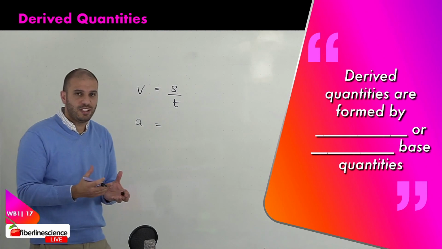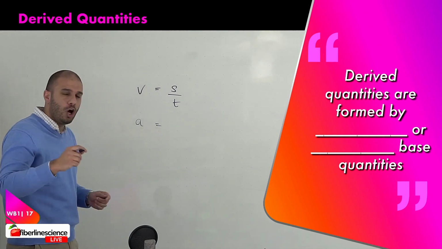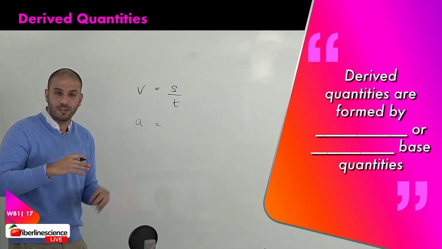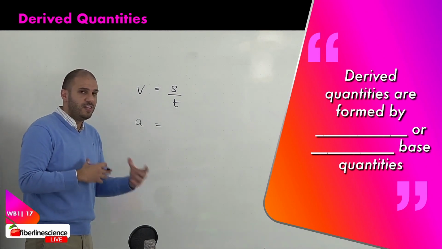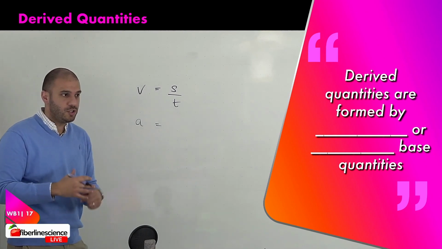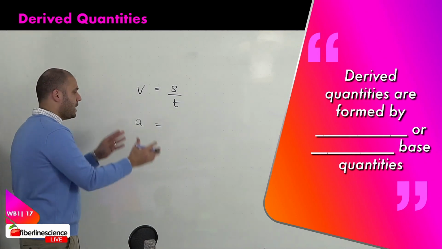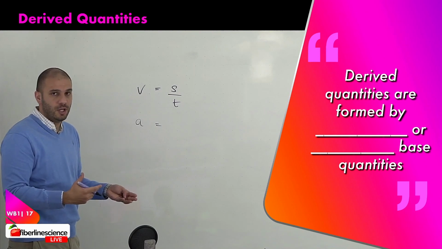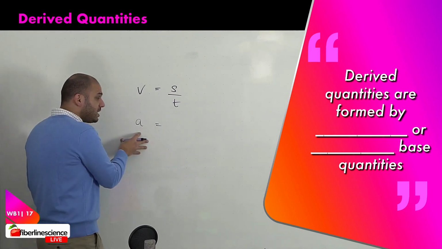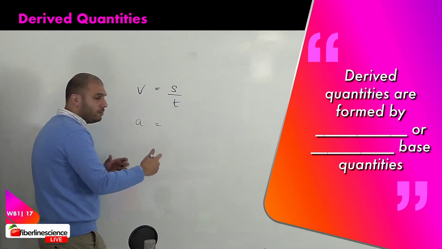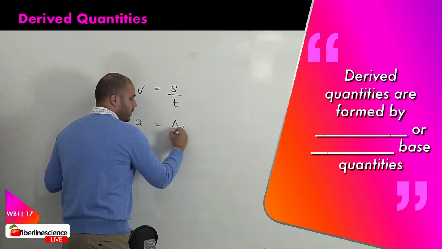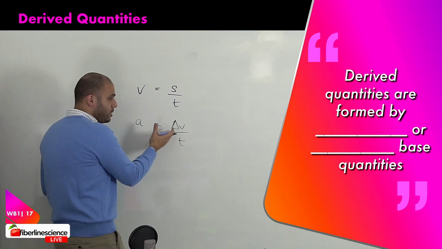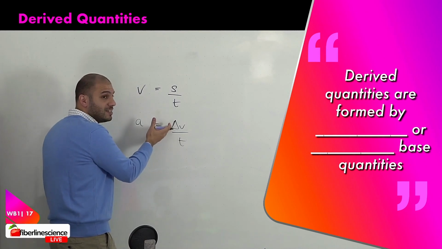How do I know that it is a derived quantity? It is not within that list of 7 base quantities. Okay, so that is why in the previous video I said those 7 base quantities you need to learn off by heart. Then when you see something different to them, you'll know that it's a derived quantity. So acceleration is given by change in velocity over time. So it's made up by using velocity and dividing that by time.